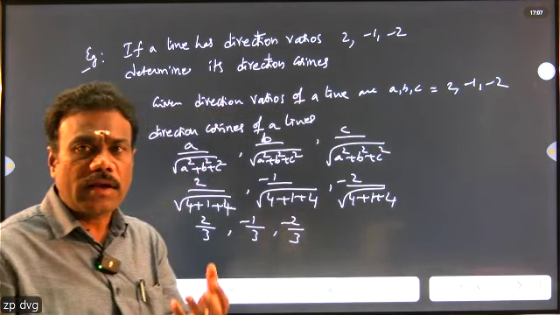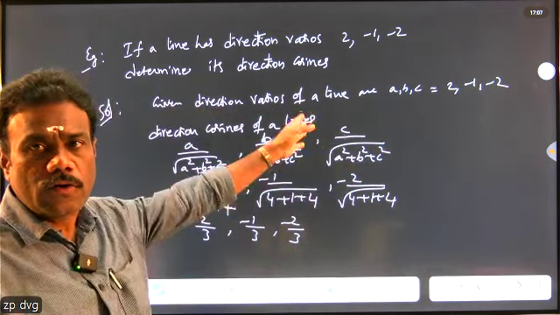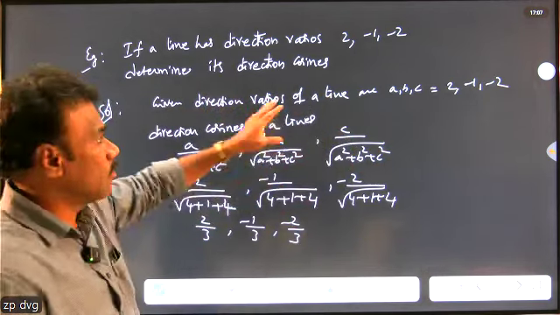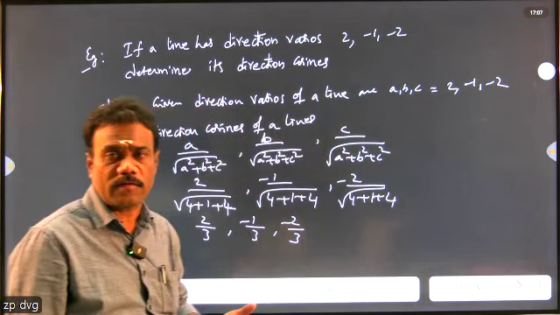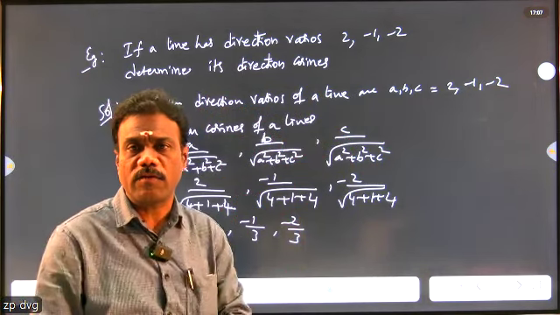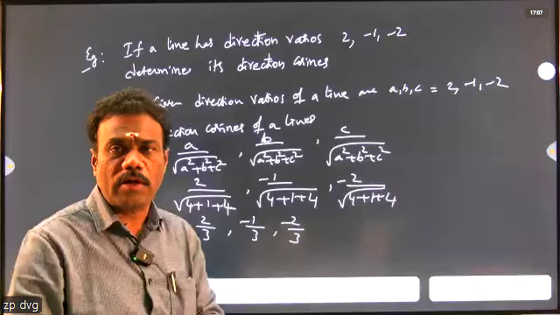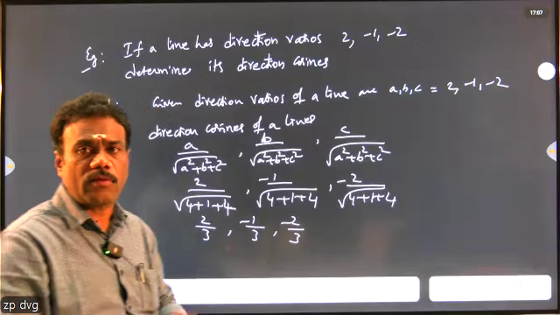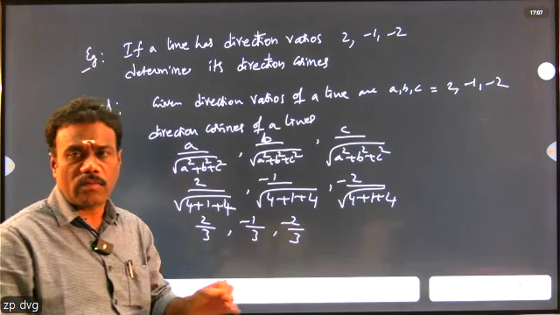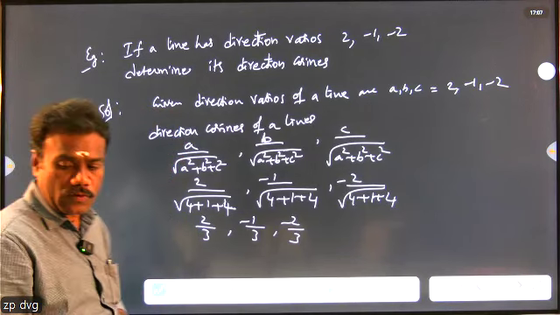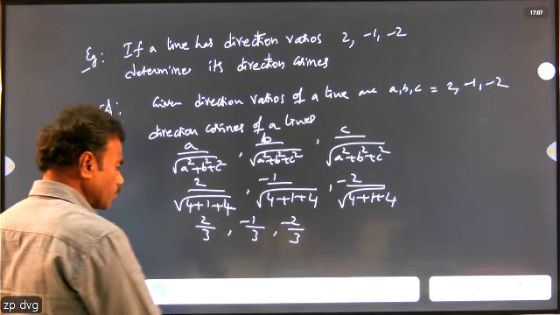So when the direction ratios of a line are given, to find its direction cosines, we have to take A, B, C as 2, minus 1, minus 2, and find their direction cosines. The formula we have to use is A by root over A square plus B square plus C square, B by root over A square plus B square plus C square, and C by root over A square plus B square plus C square. So for 1 mark, this type of question will be important.